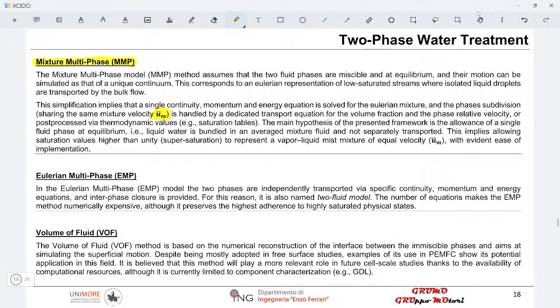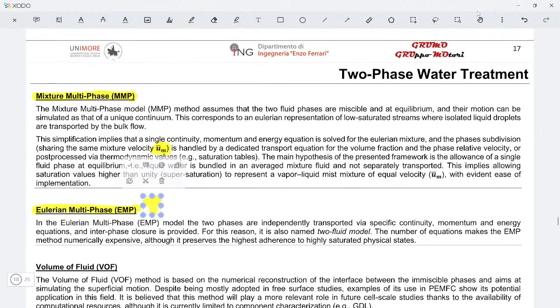The second very popular model, I would say this second model is more popular than the first one, is called Eulerian multiphase. It's a little bit improper because also the first model that we talked about is Eulerian in nature. So you don't have Lagrangian dispersed phases. Both of these are Eulerian. So if you want, we can more appropriately call this the two fluid model.